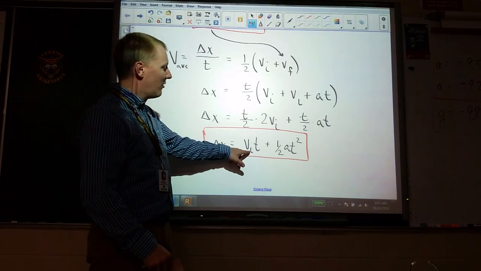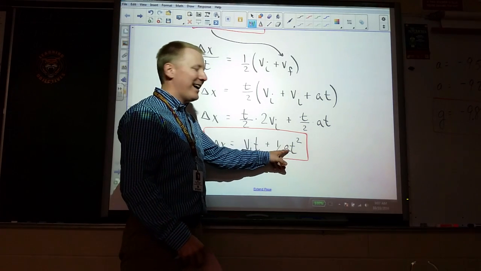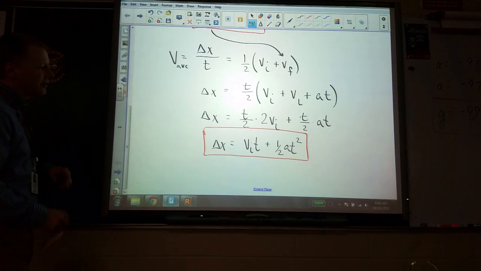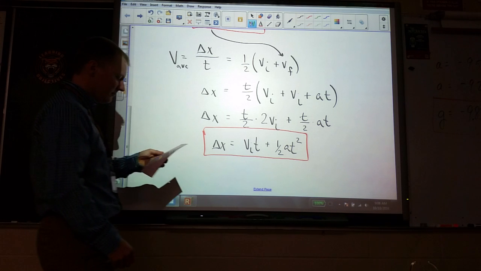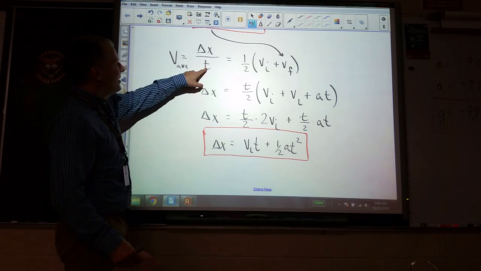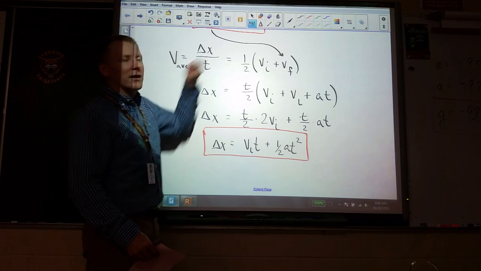We need to know how fast it was going at the beginning, how long it was moving, and if there was any acceleration in that. But if we know that, we can quickly say how far has it gone. We're going to practice all of these right afterwards. So right now it's just showing you where they're coming from. How did the t get on top of the t? I multiplied both sides up here by t, so that canceled the t on this side, but got a t on the top over here.